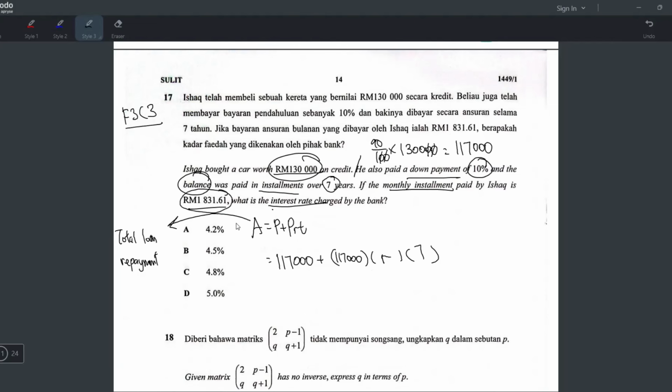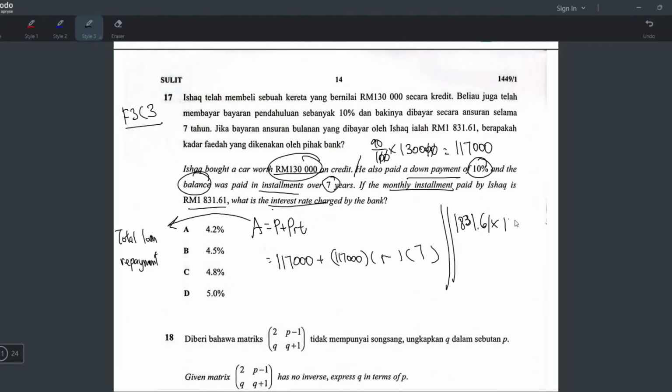And they actually give me the A, but they mentioned the monthly installment is this one, right? But this is not the A. You jangan terus tulis ini dekat sini, salah. This 1831.61 is the monthly installment. So you have to take the 1831.61 because this is only for 1 month. Yeah, this is only the amount yang you repay to the bank for 1 month. To get the A, which is total loan repayment, you have to dapat yang untuk 7 years.